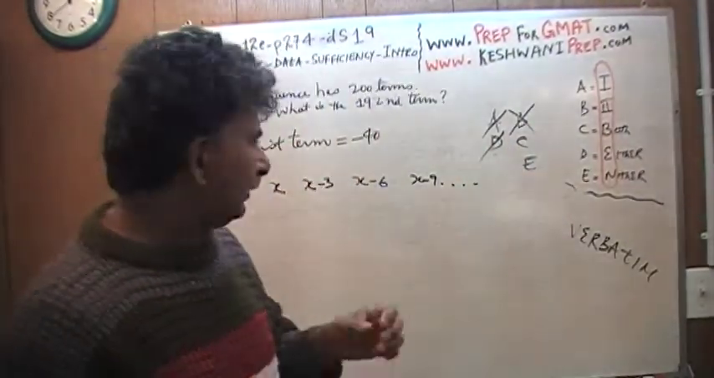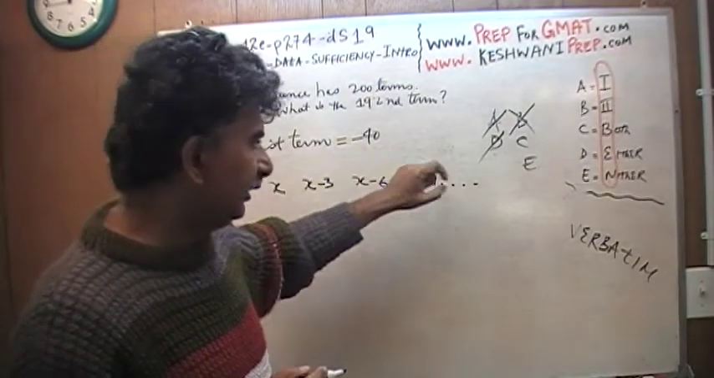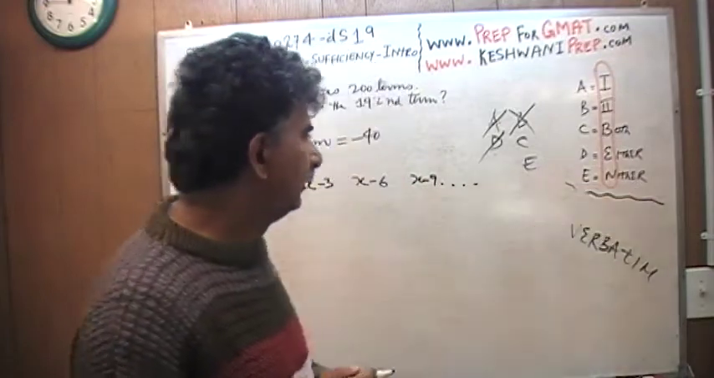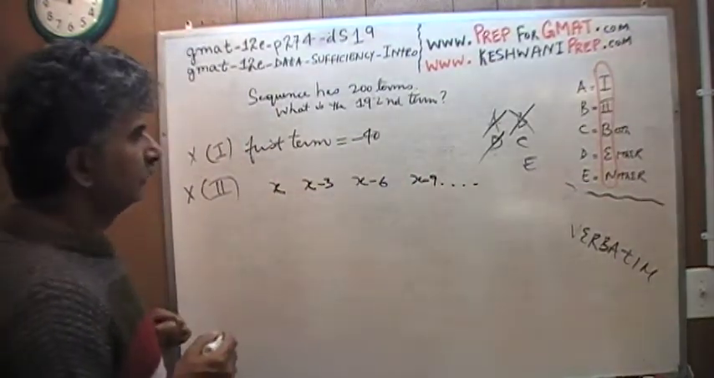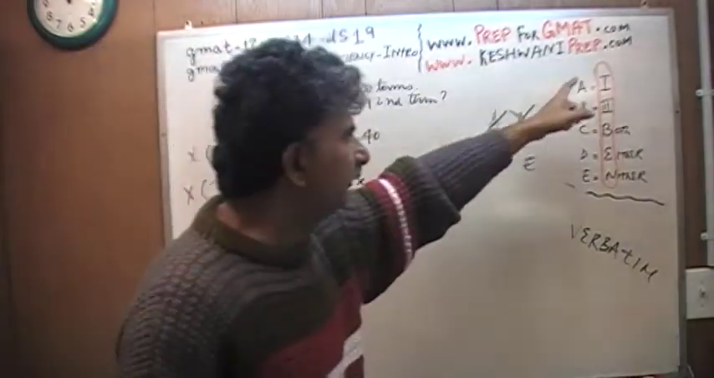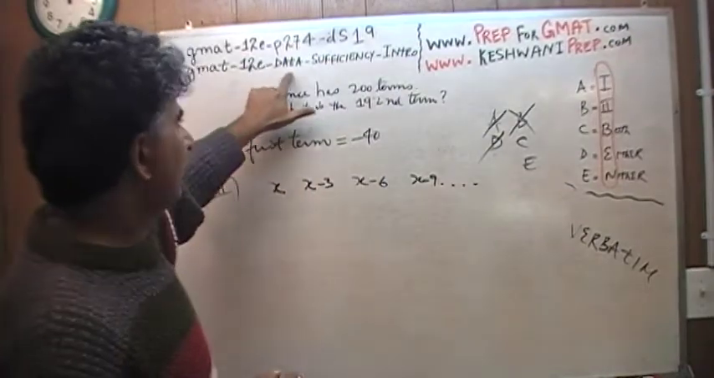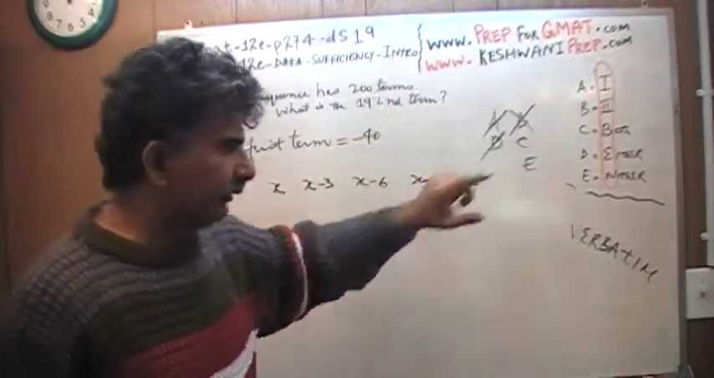If you put the two statements together and find out that even that is not enough to answer the question, then the answer is going to be E, which is neither. Let's look at this together. For those of you who still do not know what this thing is in the corner here that you always see, go back and watch the video, data sufficiency intro, and you will know what I'm talking about, okay?